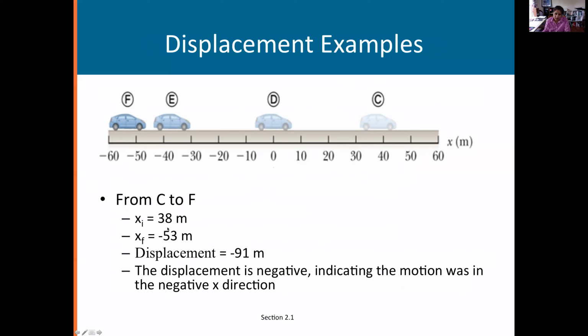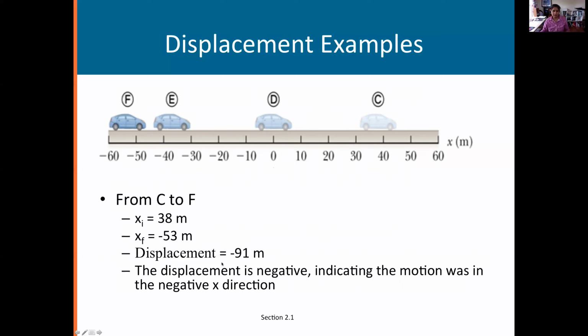So what is my displacement? My displacement is xf minus xi, so negative 53, subtract 38. It's going to give me a greater negative number, so it's going to give me negative 91 meters. So my total displacement is this distance, C to F, which is 91 units. And it's negative because it's to the left. My final position is a greater negative number than my initial position.